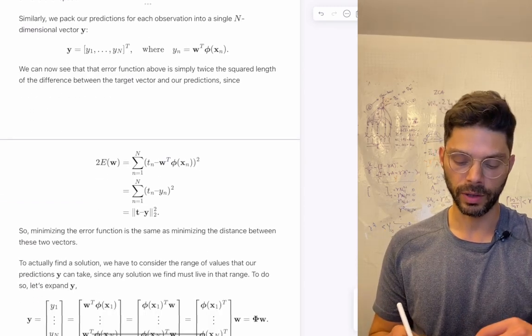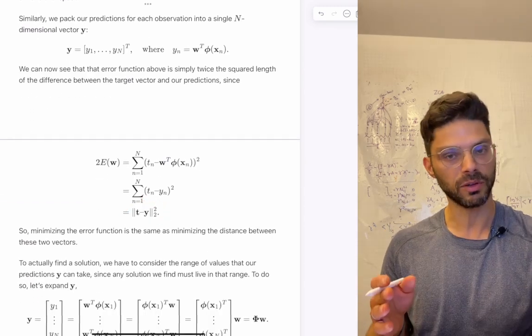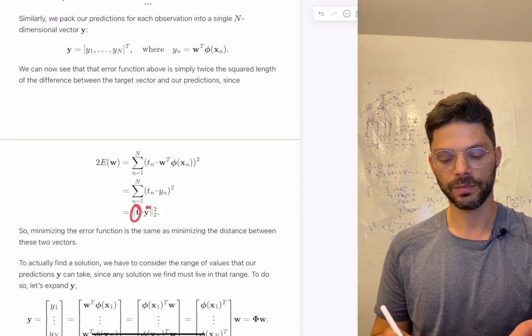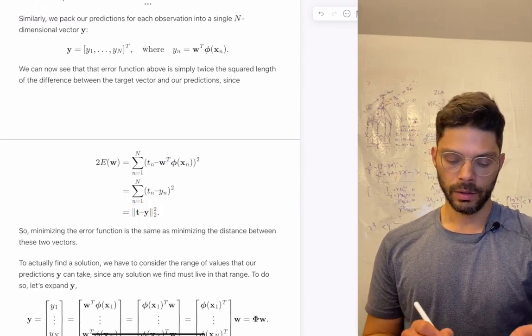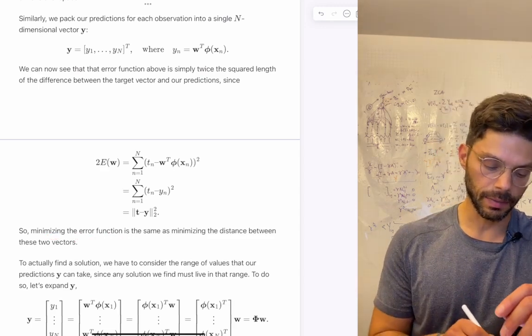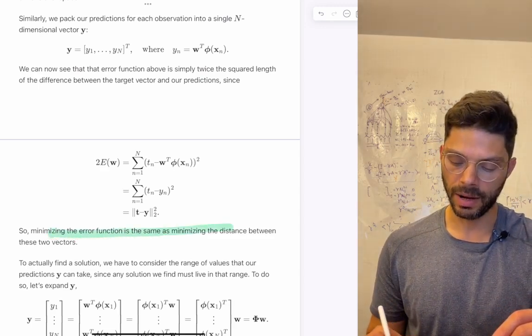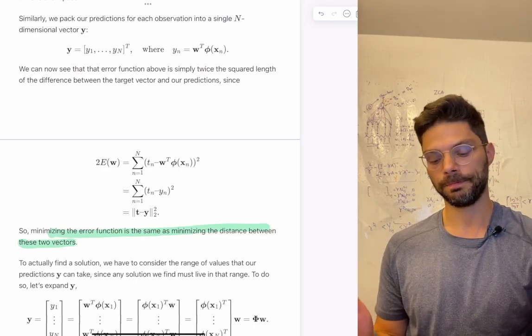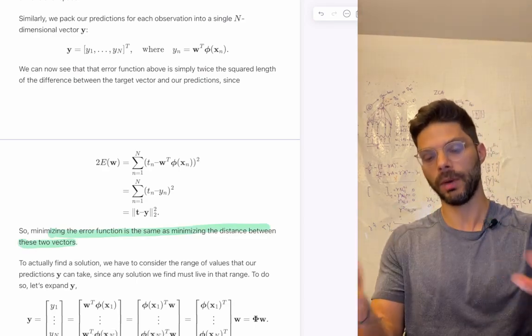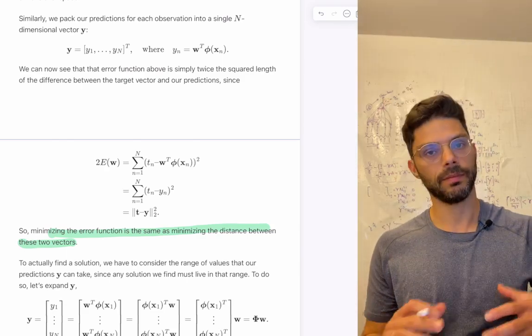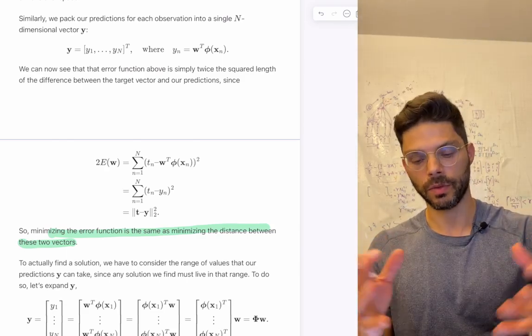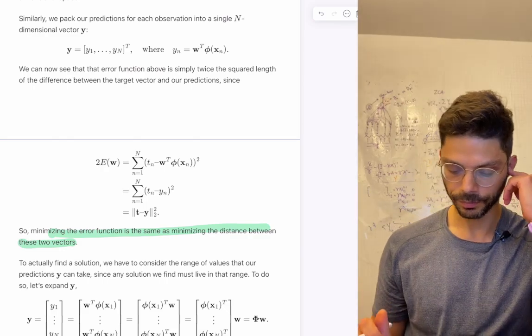And you can just write it this way, or you can just see that this is actually just the difference between one vector and the other. So minimizing the error function is the same as minimizing the distance between these two vectors. So that's the big geometric idea of what's going on.